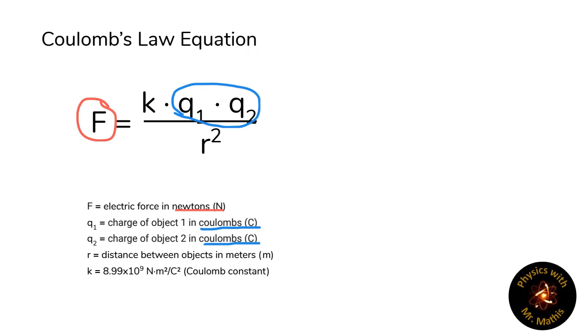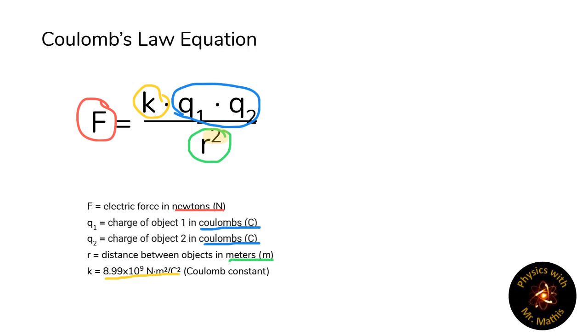The distance between the objects is represented by the letter R for radius, and the radius is measured in meters. Notice that the radius is squared. We'll see in a moment why the squared radius is very important. The last part of the equation is the letter K. K is a constant called the Coulomb constant, and its value is 8.99 times 10 to the 9th Newton meters squared per Coulomb squared.